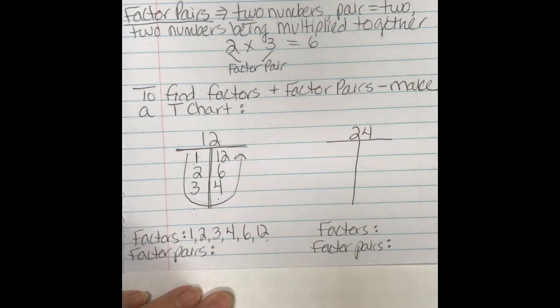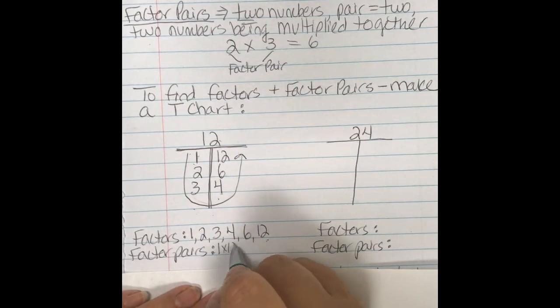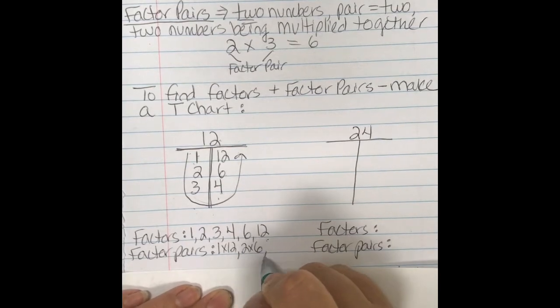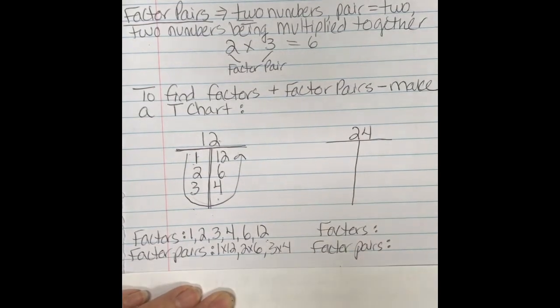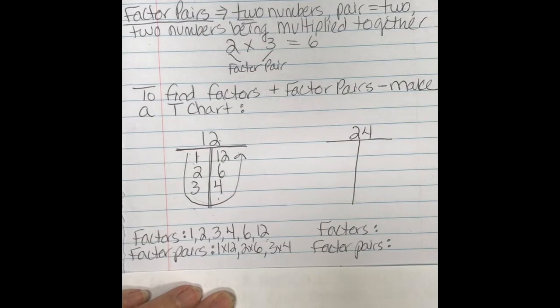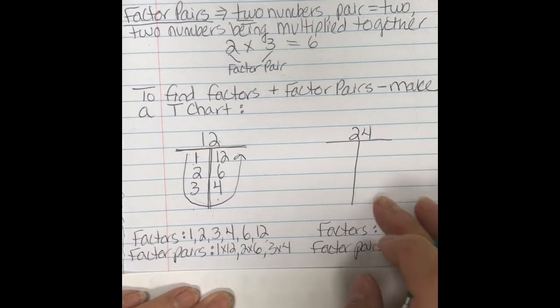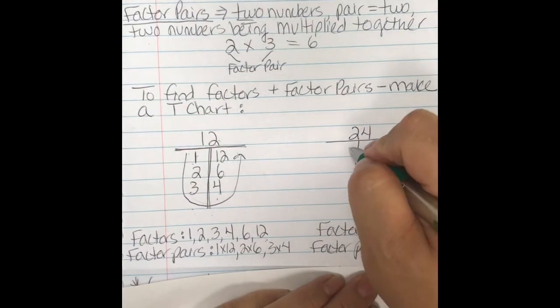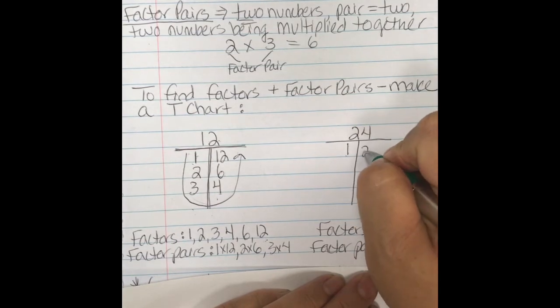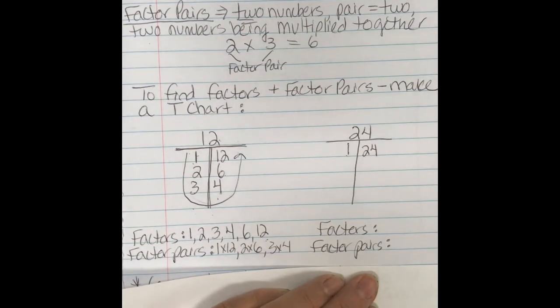If I was going to list the factor pairs, I would list 1 times 12, 2 times 6, and 3 times 4. Okay, so that's how we list the factors and the factor pairs. So go ahead and give this one a try. Start with 1. We always start with 1, and we know 1 times 24 gets me back to 24. Go ahead, pause the video here and see if you can list the other factors and factor pairs for 24.